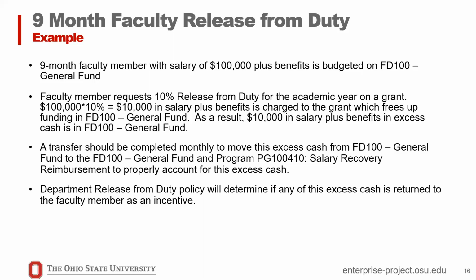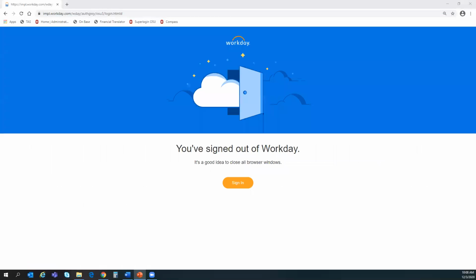As a result, we're recommending that you process a monthly funds transfer journal to properly account for this transfer of funds from the general fund, or wherever your employee is typically funded by budget, to the general fund plus Salary Recovery Reimbursement Program. And this will be shown in our first step of our process.